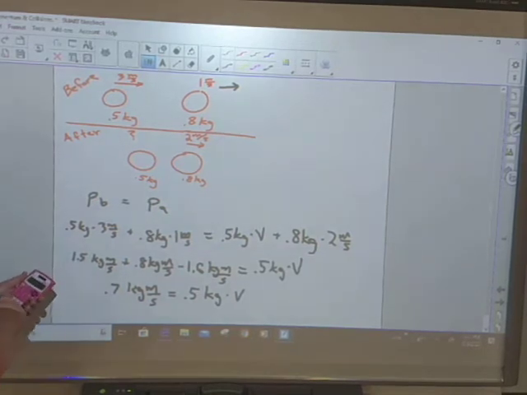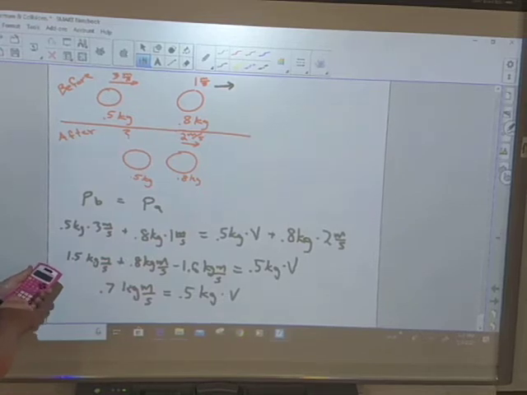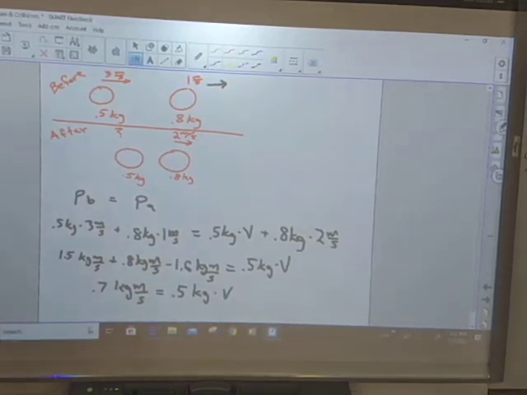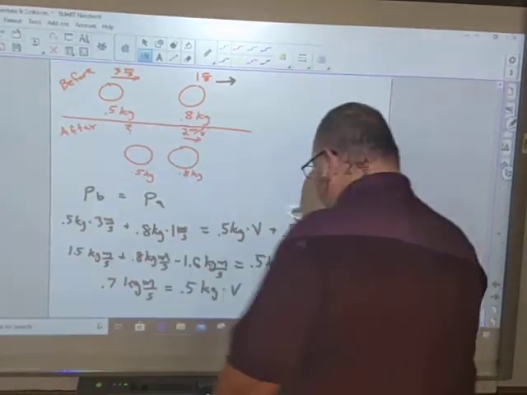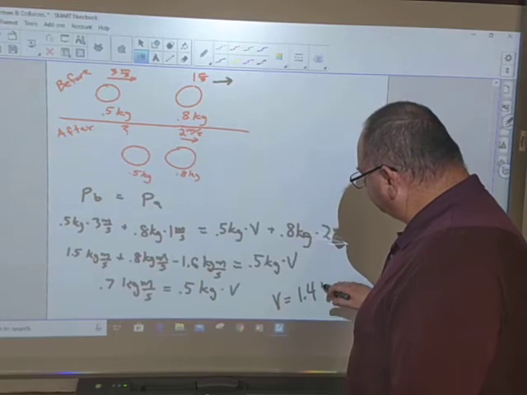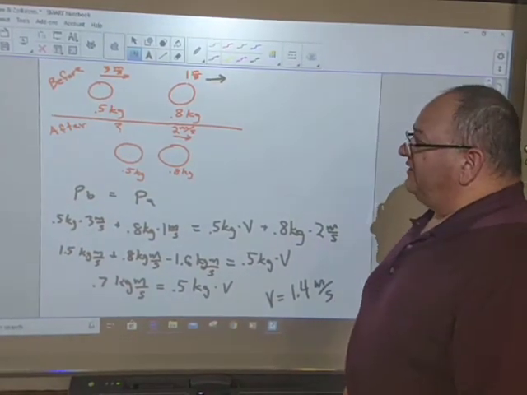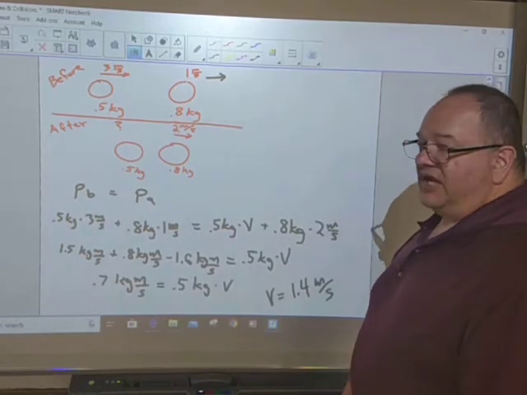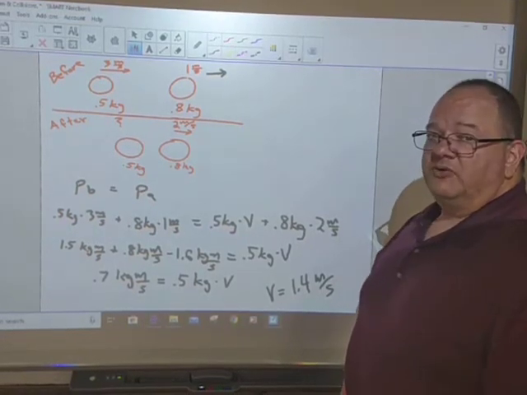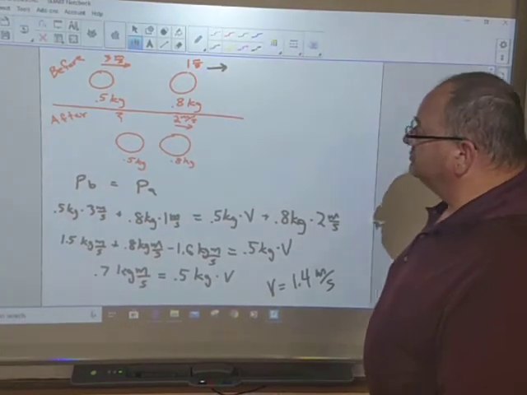And if I divide by 0.5 kilograms, 0.7 divided by 0.5 equals 1.4. So V is 1.4 meters per second. Within sig figs, we'd have had to say 1, I guess. When we do our problems on worksheets, we'll try to have some sig figs for you.